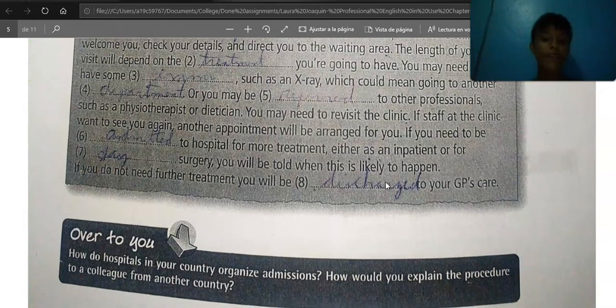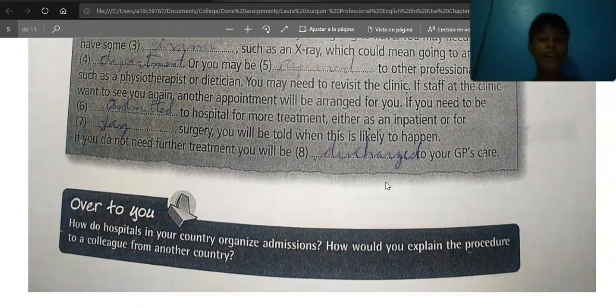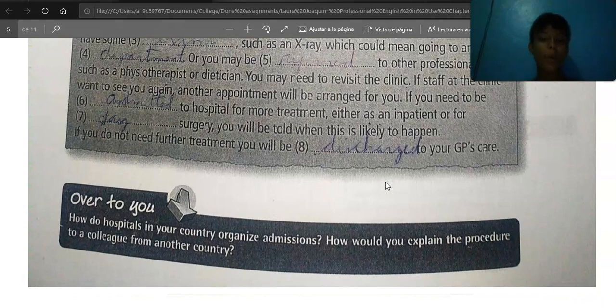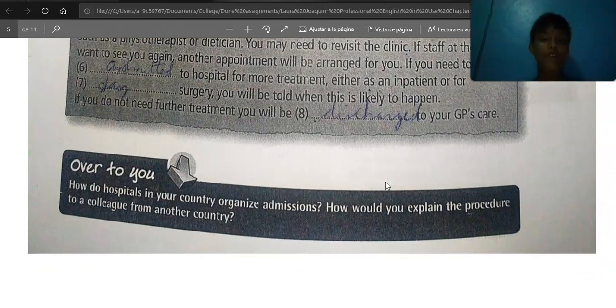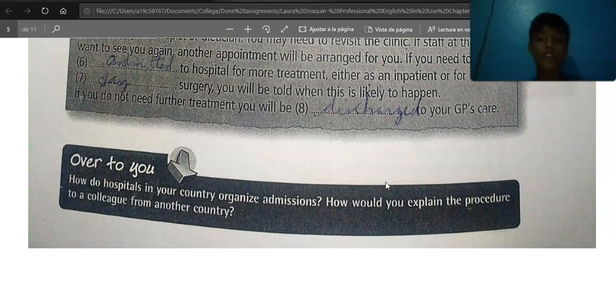If you need to be admitted to a hospital for more treatment, either as an inpatient or for day surgery, you will be told when this is likely to happen. If you do not need further treatment, you will be discharged to your GP's care.